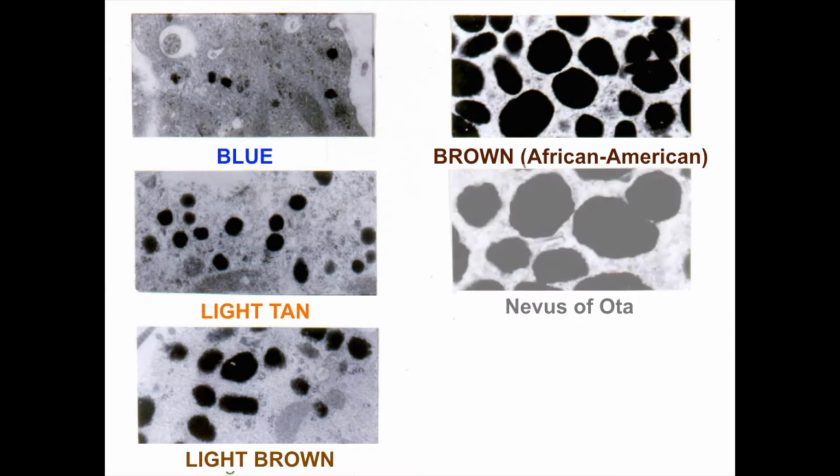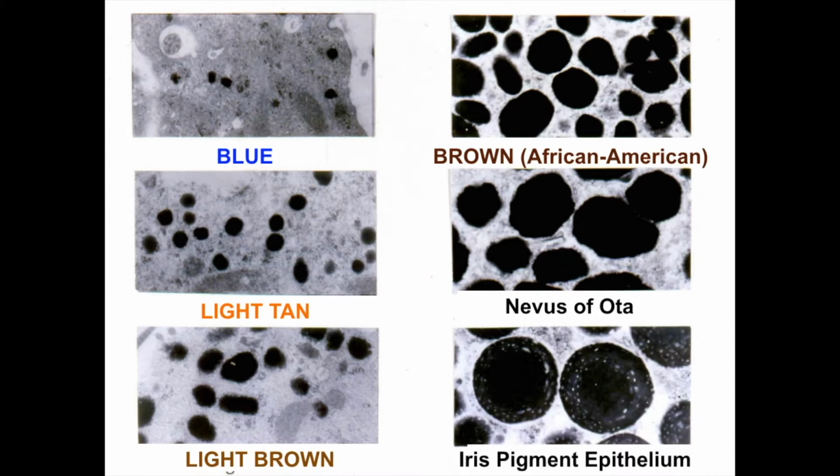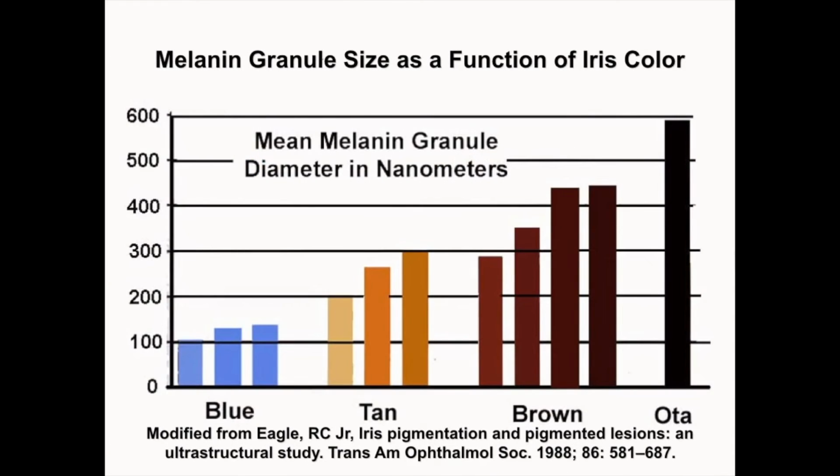The largest melanin granules were found in a case of oculodermal melanocytosis, or the nevus of Ota. The round granules of neuroepithelial melanin in the iris pigment epithelium are always largest. This chart shows increasing melanin granule size as a function of iris color.